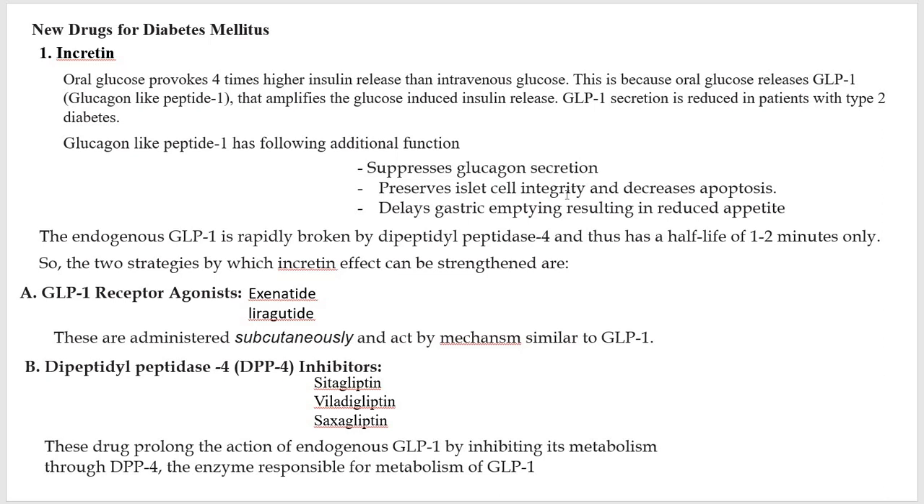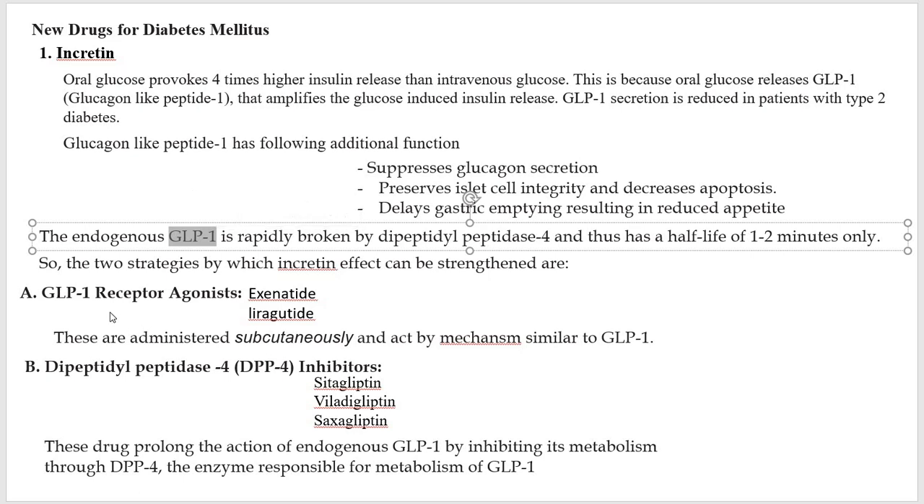Okay, these are the special points in case of incretin. Then along with that, to enhance the activity of incretin or the GLP-1 receptor, there are 2 strategies. Okay, first one is we are using GLP-1 receptor agonists, and second one is the dipeptidyl peptidase 4 inhibitors. Okay, so because of that these 2 drugs increase the level of GLP-1. So this GLP-1 increases the release of insulin.